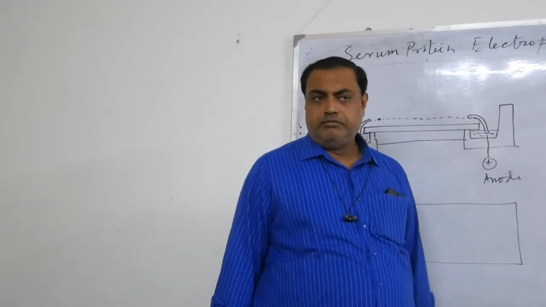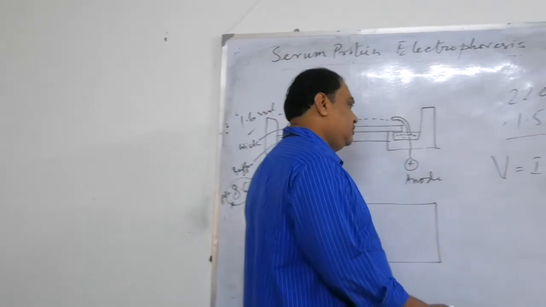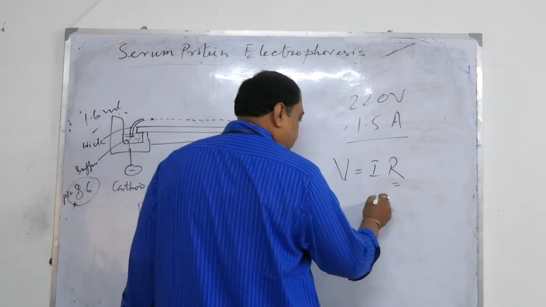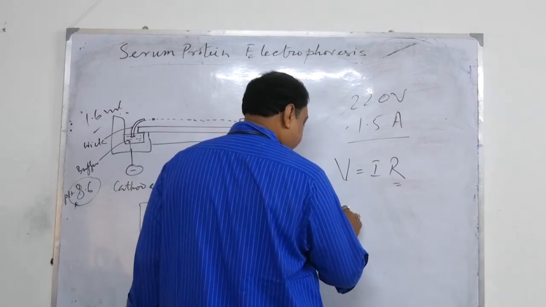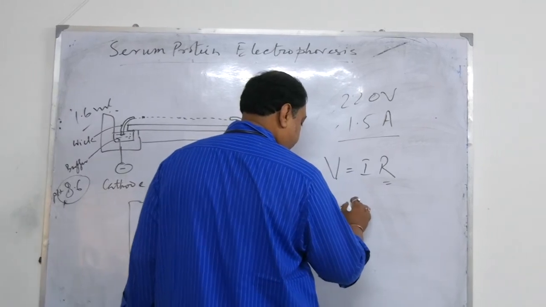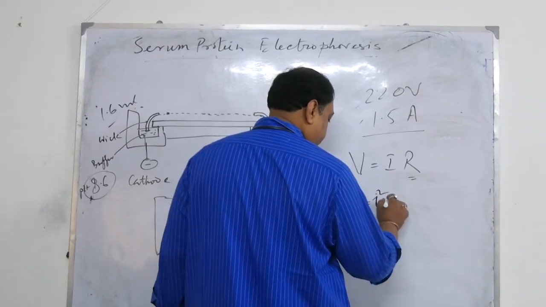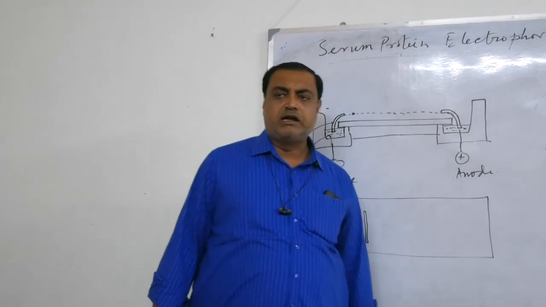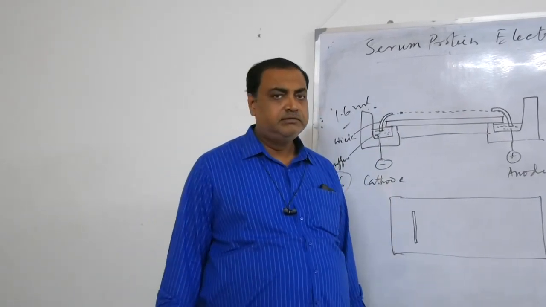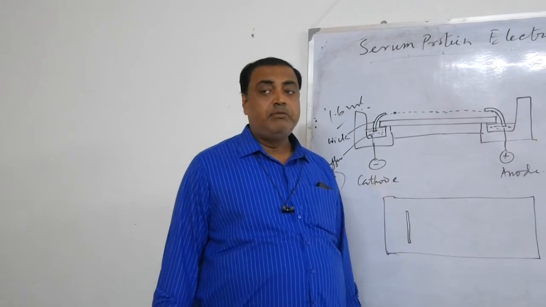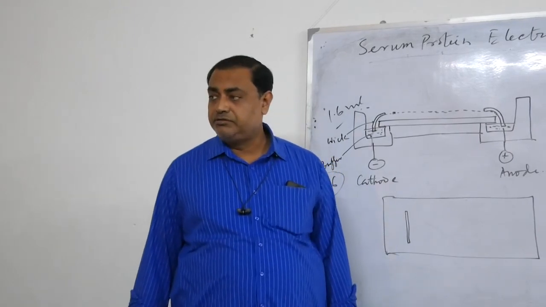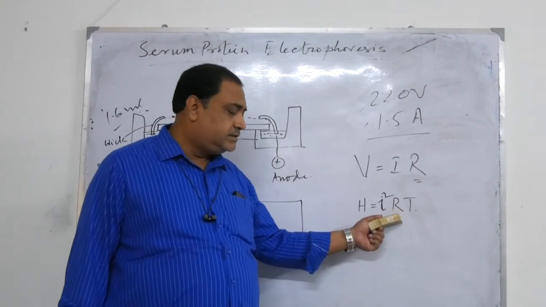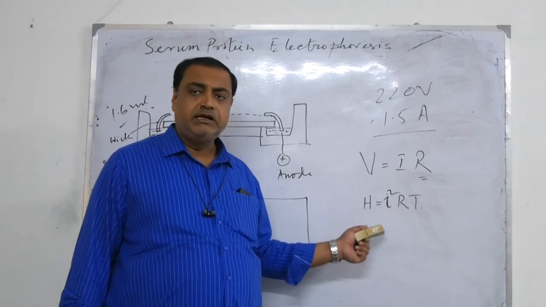Correct? Ohms. What is R? The resistance of the medium through which the current is being passed. Now here, this is another formula called H equals I squared R T. What is that? The amount of heat generated when current is passed through the medium depends on the square of the current, the resistance of the medium, and the time for which current is passed.